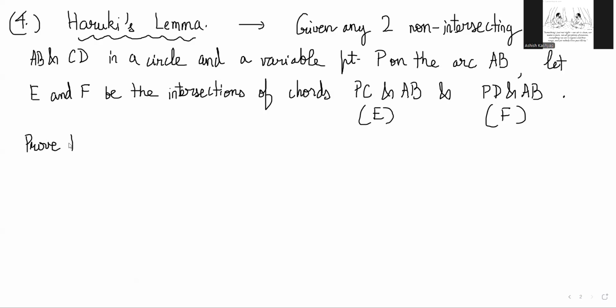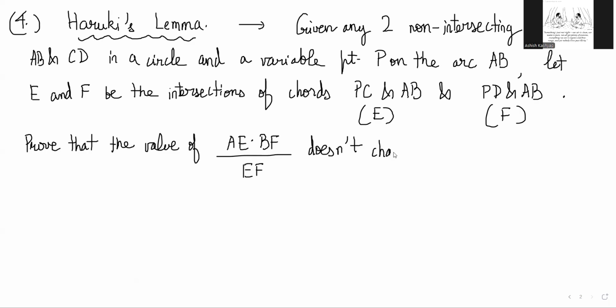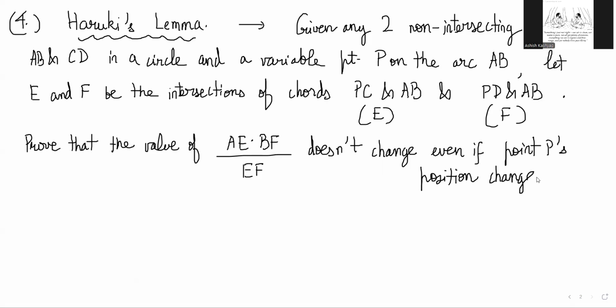Prove that the value of AE into BF divided by EF doesn't change even if point P's position changes. Basically, we have to prove that the value of this ratio is constant regardless of the position of P. So first try to draw the figure to understand what is going on here.